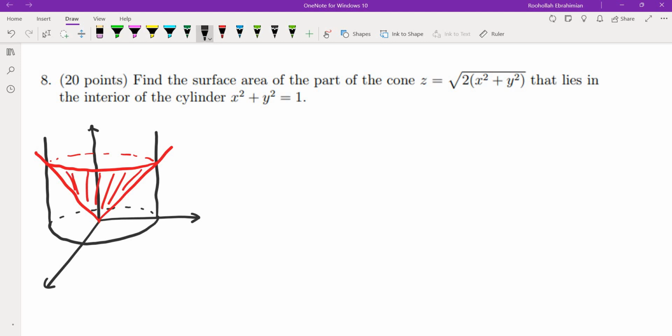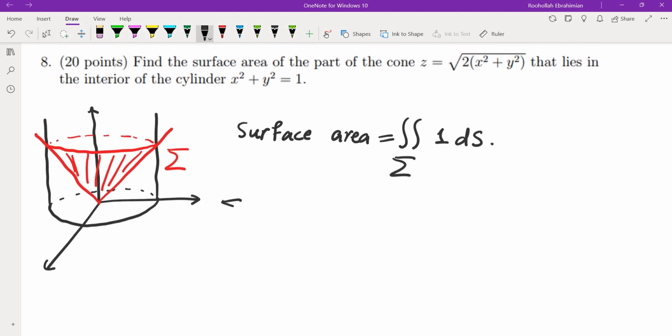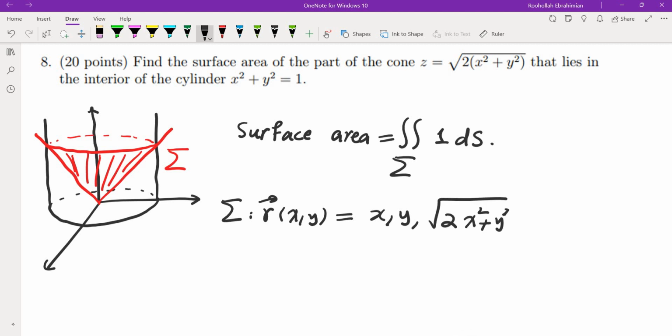So what is the formula for the surface area? It is the surface integral of 1. And let's call this surface sigma. So surface area is the surface integral of 1 dS. So we'll have to parameterize this surface. So sigma is given as r of x, y equals x comma y comma, because this is z equals something, it would be this, 2 times x squared plus y squared.